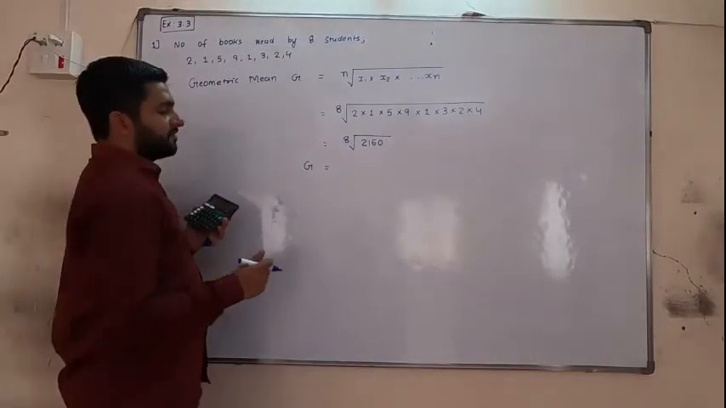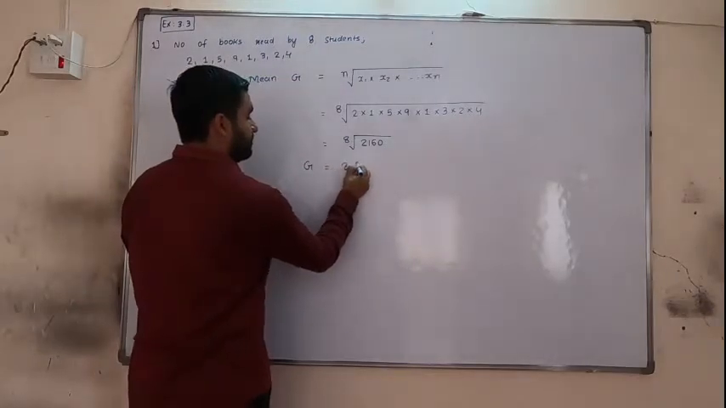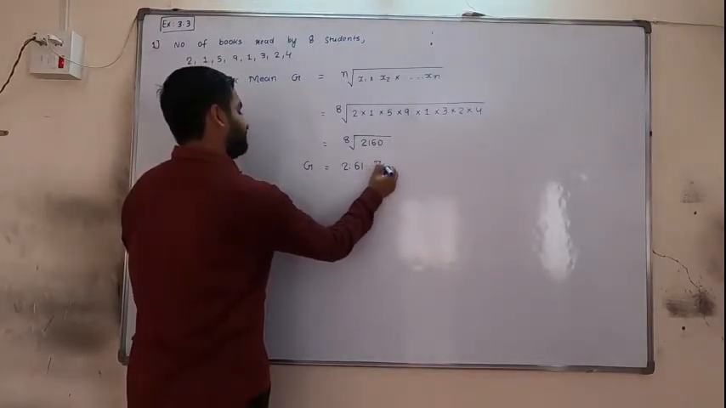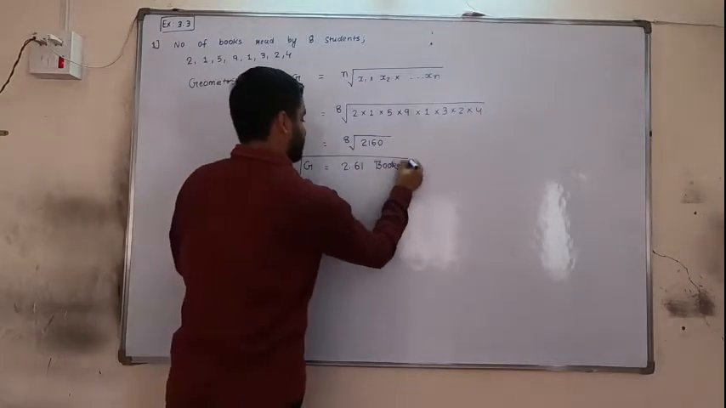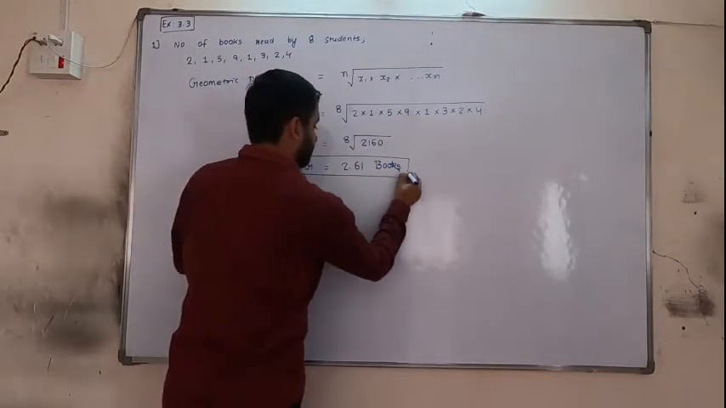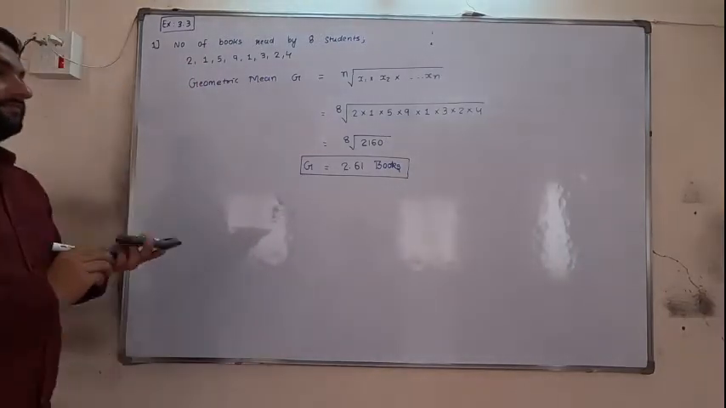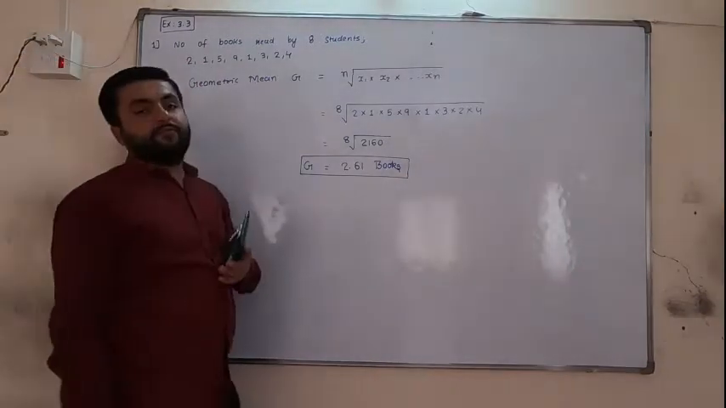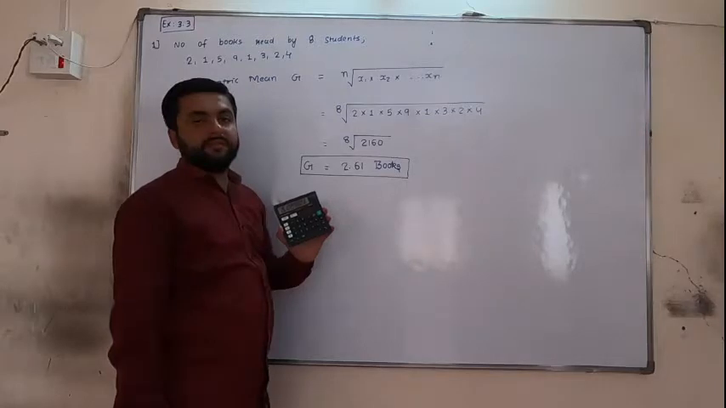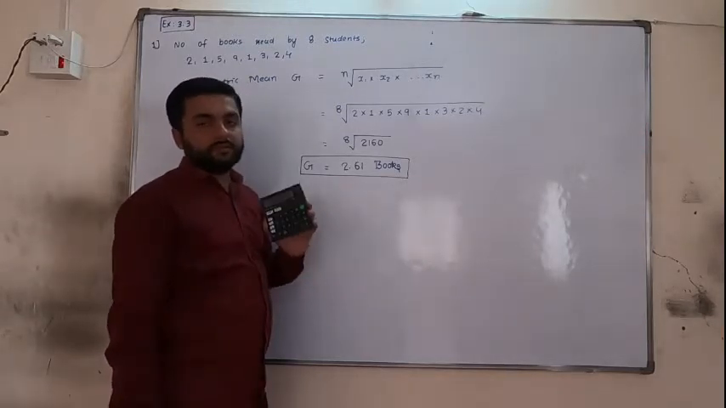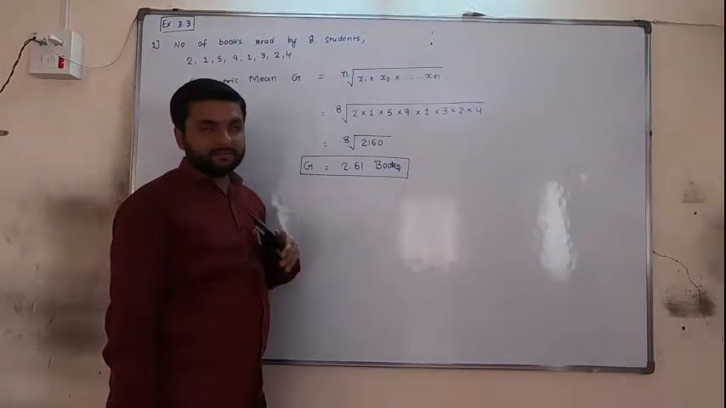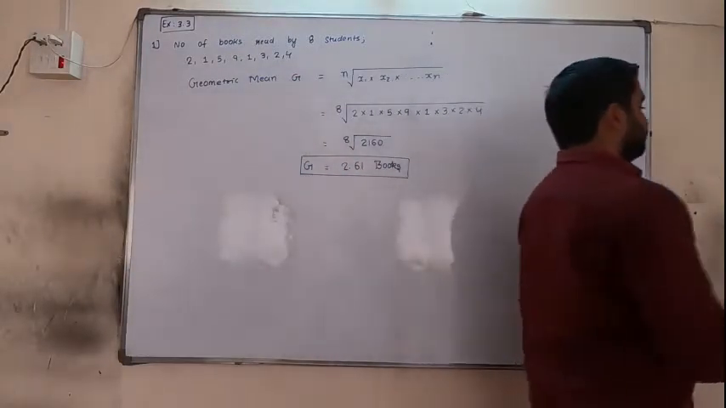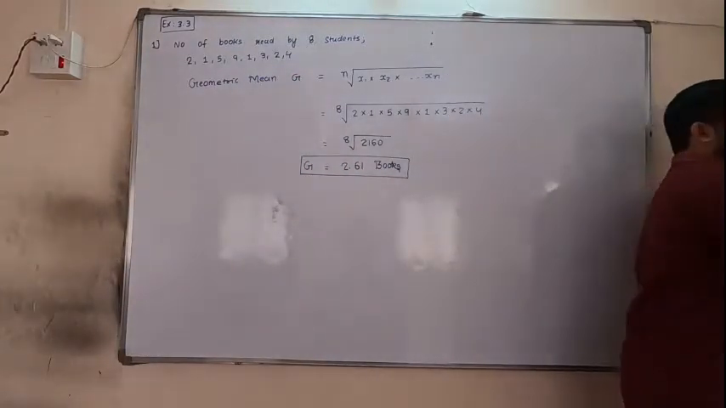2.61099. So 2.61 only. 2.61 books. If it is 4th root, then press the square root button 2 times, 2nd root or square root, 1 time, 8th root, then 3 times. Your answer is ready. Answer is over. Next, number 2.